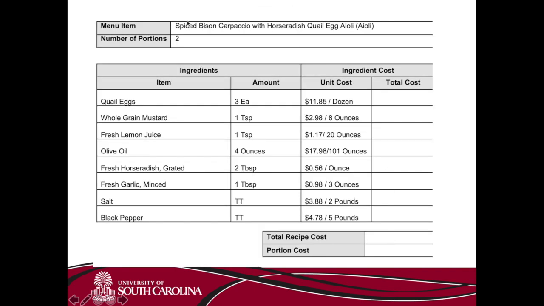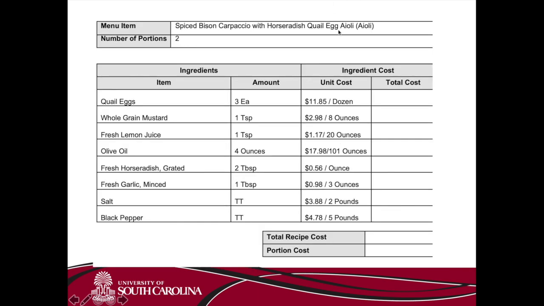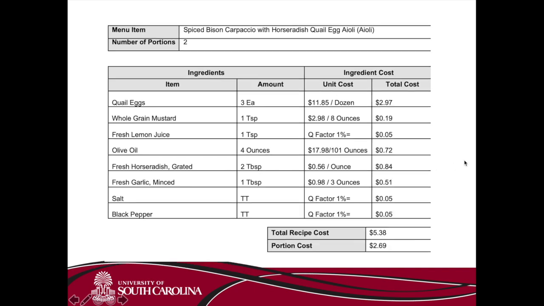Let's look at our next part. This is the aioli itself. Okay, so the last one was just the bison carpaccio. This is the aioli, ingredients, amounts, what we pay for it. And again, we break that down just like we've been doing. We get our recipe cost, so all of this added up. We get our portion cost right here. So this makes 2, so $5.38 divided by 2. So there you go, $2.69. Again, no menu price here. We're not concerned about that yet.